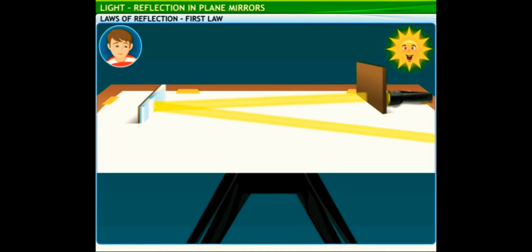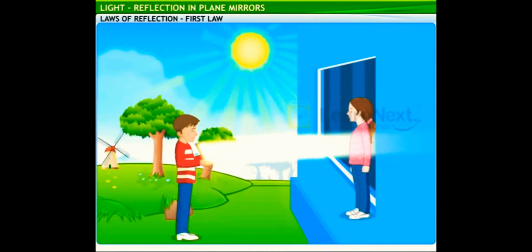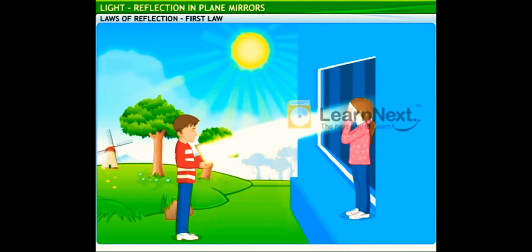Finally, we place a small strip of mirror in the path of the light ray. So, what do you say? The light ray strikes the mirror and reflects in another direction. Right. Something like what you were doing in your game.